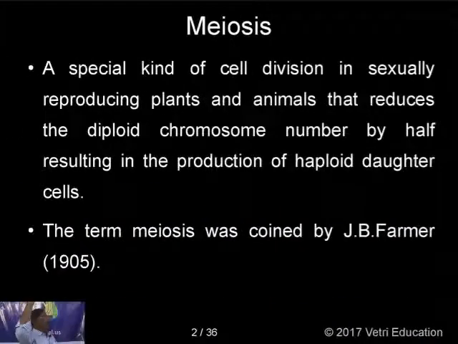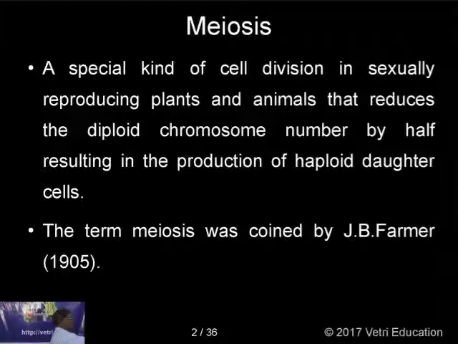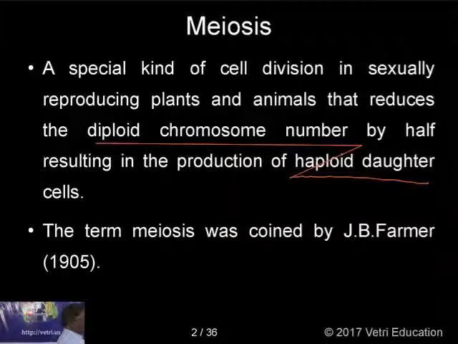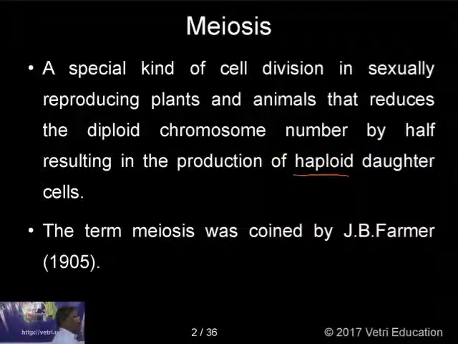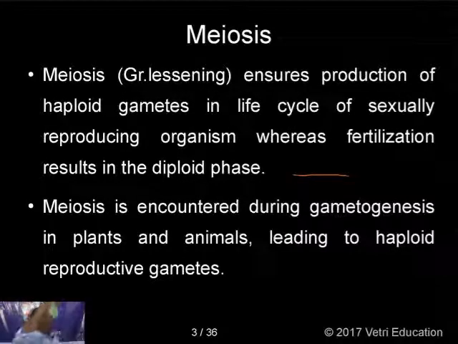This is a special kind of cell division in sexually reproducing plants and animals that reduces the diploid chromosomes by half, resulting in the production of haploid daughter cells. This is very important. Haploid means having half the number of chromosomes. The term meiosis was coined by Farmer and Moore in 1905. Meiosis in Greek means lessen, become half, reduced.